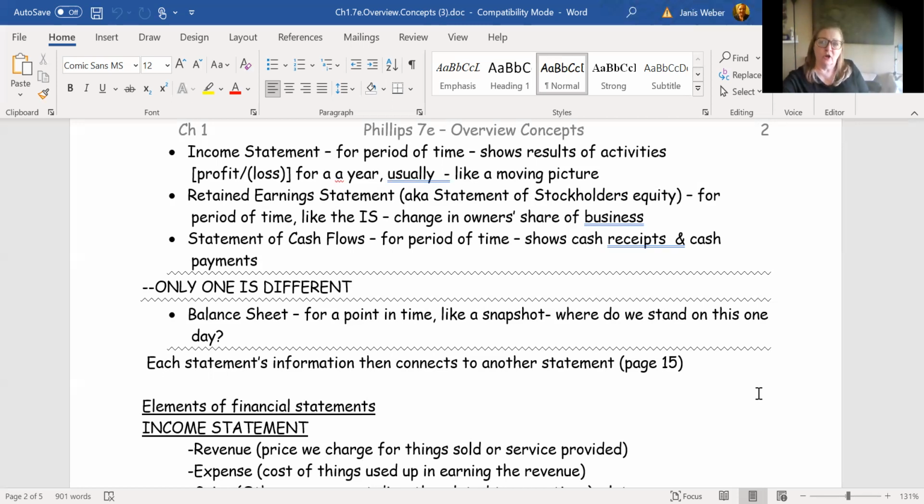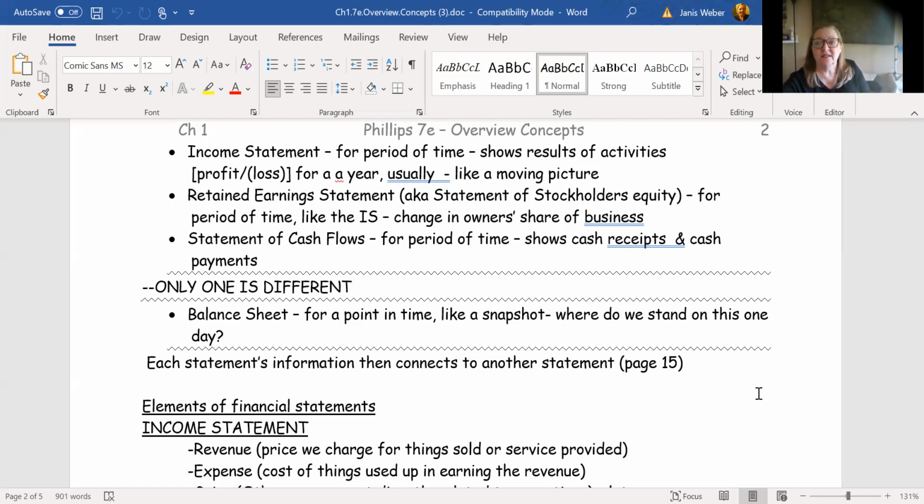So those three are all talking about a period of time. But there's one statement that's different, and it's talking about what are the values for this company at a point in time. And that's the balance sheet. The balance sheet shows as of the last day of the period, which in this case, we were talking about the calendar year, would have been December 31st.